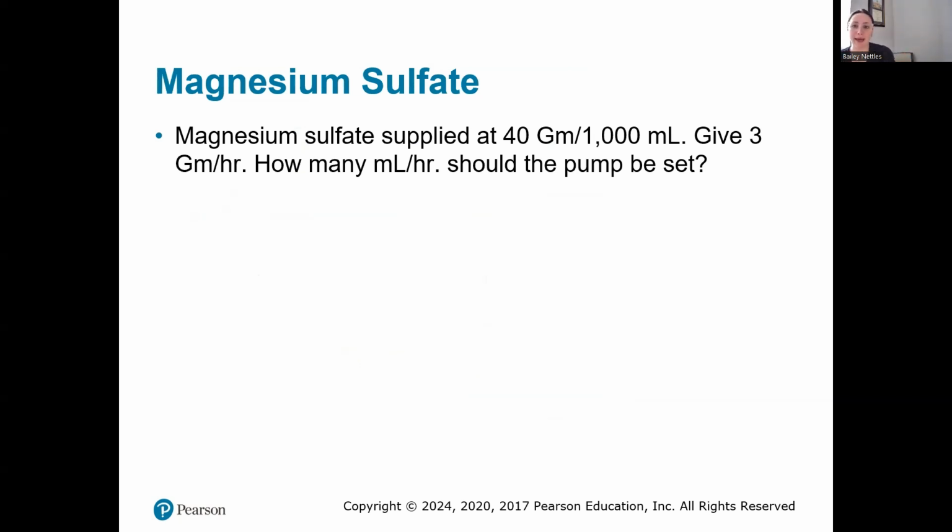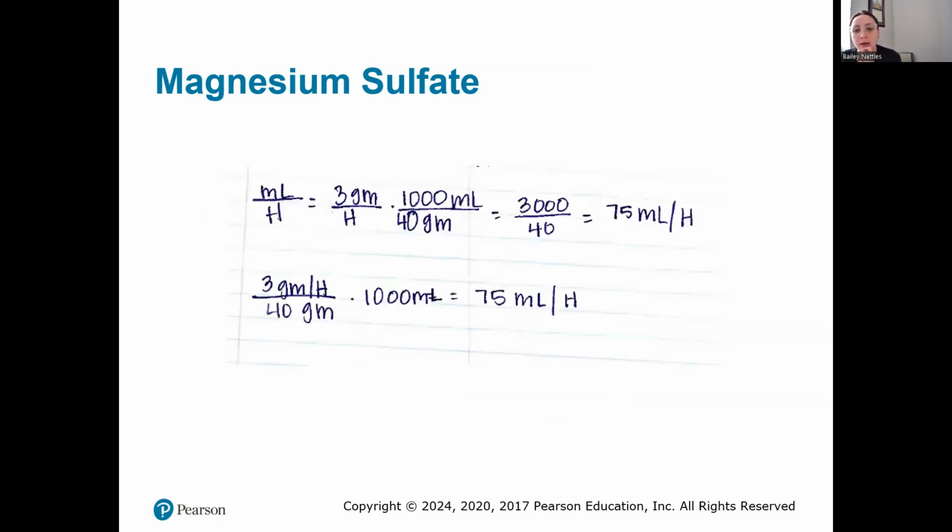It's a 40-gram bag in a 1,000 milliliter bag. It's given 3 grams per hour. How many milliliters per hour are we going to set the pump to? Once again, pause if you need. Here's 3 seconds. All right, so I'm looking for my milliliters per hour. So I put that in front so I know what I'm looking for.